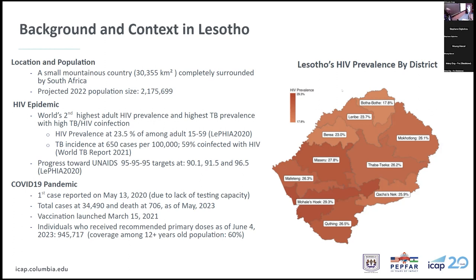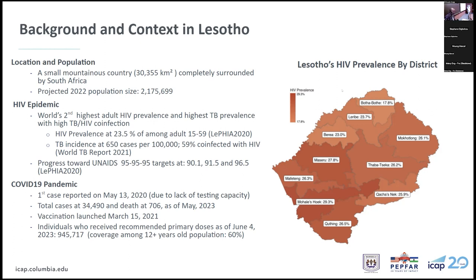We have the world's second highest HIV adult prevalence and TB prevalence. HIV prevalence of about 23.5% in the 15 to 19 population, according to LEPHIA 2020. LEPHIA is like the population level of surveillance for Lesotho. And the TB incidence of around 650 cases per 100,000 population, with a TB-HIV co-infection rate of around 59%, according to WHO 2021 report.